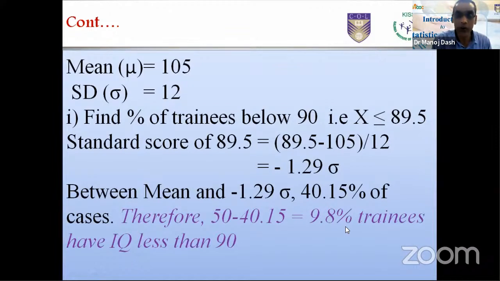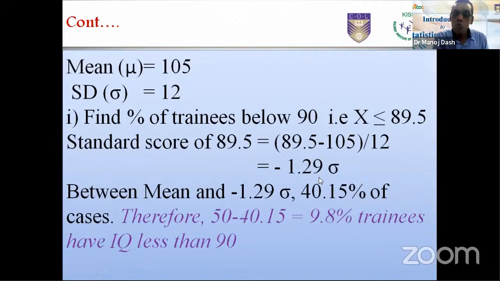What was our question? Look at the question. The question was what percentage of the trainees have IQ less than 90? So less than 90 means 89.5. We have converted it to a standard score. From the standard score, we got the position on the horizontal axis of the normal probability curve, that is minus 1.29.